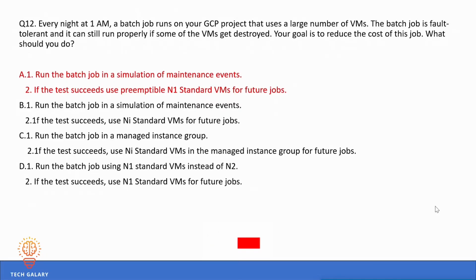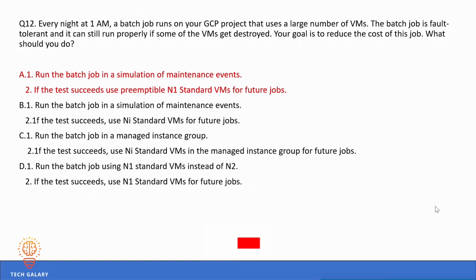Here, a managed instance group will not provide cost savings as much as preemptible VMs. So this option is incorrect. Now let's take a look at option D. Run the batch job using N1 standard VMs instead of N2. If the test succeeds, use N1 standard VMs for future jobs. Here also, making use of N1 standard VMs will not save cost as much as preemptible VMs.